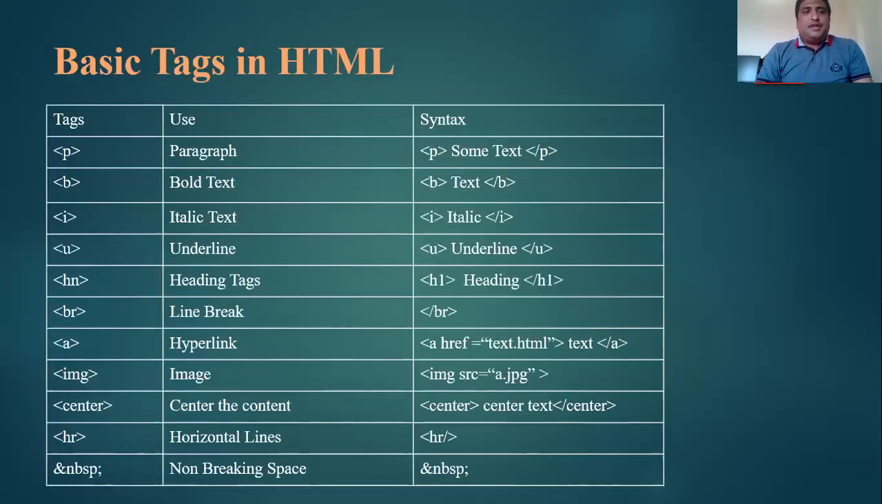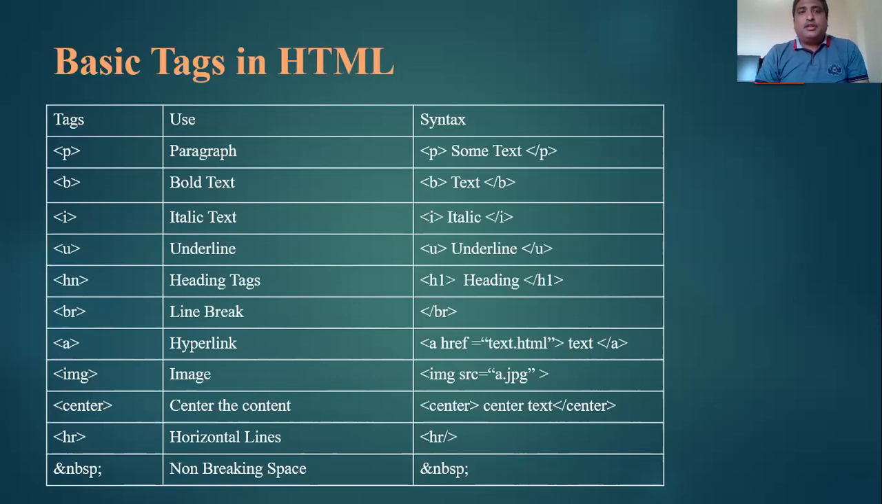Here are some basic tags that we use in HTML. For example, p tag. The p tag is used for writing a paragraph. We write text, and if we want to make it paragraph content, we use the p tag. The b tag to bold the content, i tag for italic, u tag for underline. Then heading tags. There are different heading tags available in HTML, h1 to h6. That means h1 is the largest font and h6 is the smallest font. Then br tag to break the line.